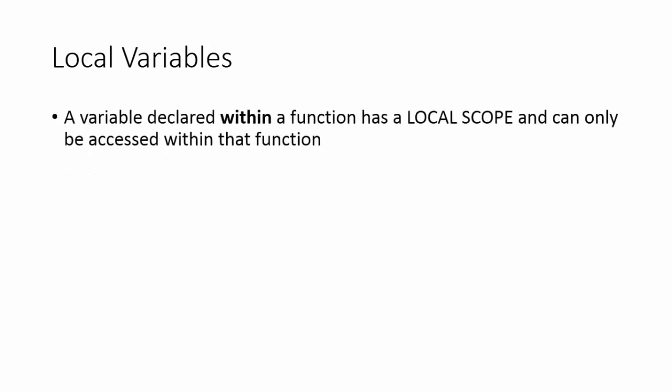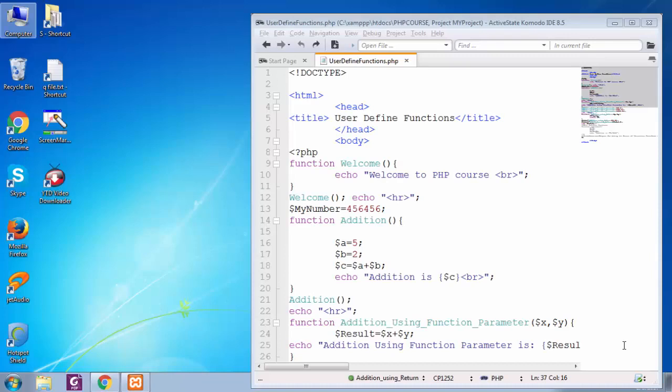So a local variable is a variable that is declared within a function, and it has a local scope and it can only be accessed within that function. You cannot access your local variable outside of your function or the scope of your function. Now let's see our local variables inside our PHP code.